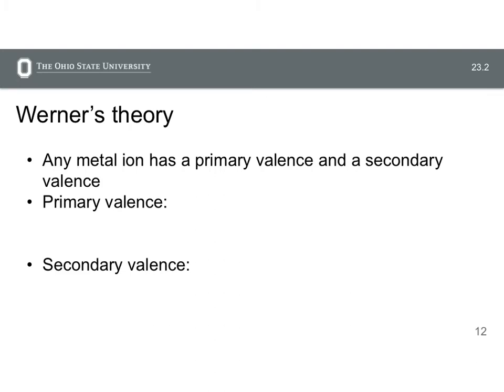Another result of Werner's work was that he came up with a theory of valence. What it stated is that a metal ion has a primary valence and a secondary valence. The primary valence is what we know more as the oxidation state. And the secondary valence is a coordination number.